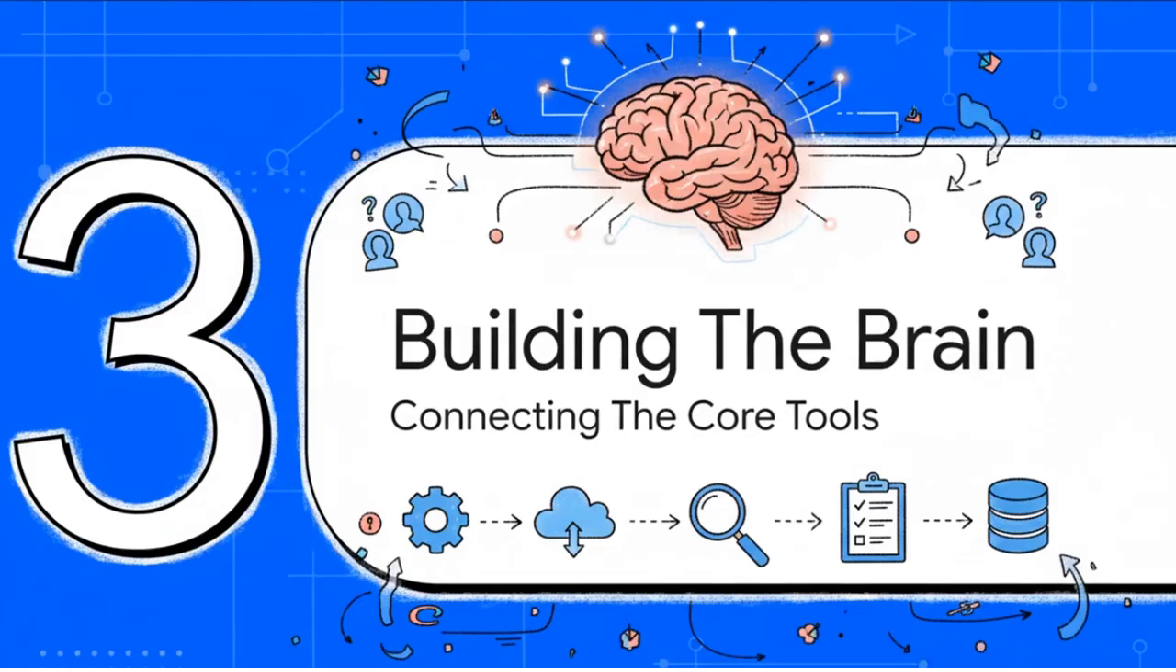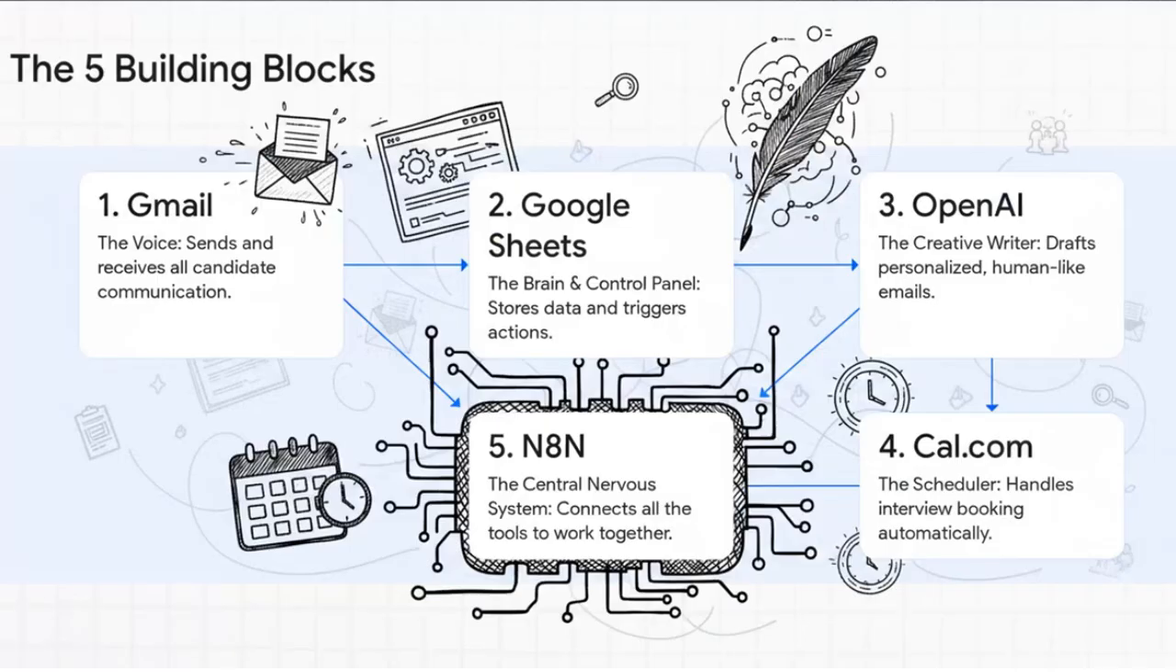So how do you even build this digital brain? Well, it's surprisingly straightforward. This isn't about writing a bunch of code from scratch. Nope. It's all about connecting 5 powerful existing tools that can work together in perfect harmony. And here they are, the 5 building blocks. We've got Gmail, which is going to be the voice, Google Sheets, that's our brain and control panel, OpenAI is our creative writer, Cal.com takes care of all the scheduling, and then the secret sauce, N8N, which acts as the central nervous system tying it all together. Let's dig into each one.